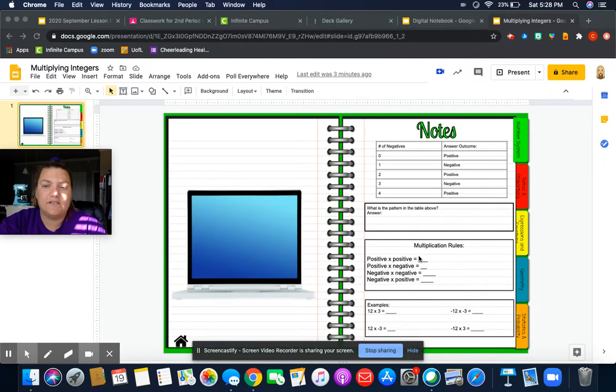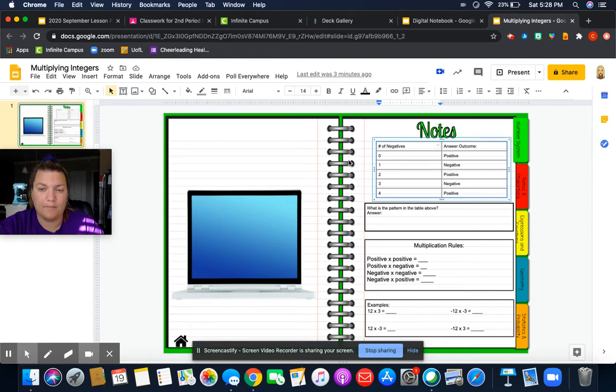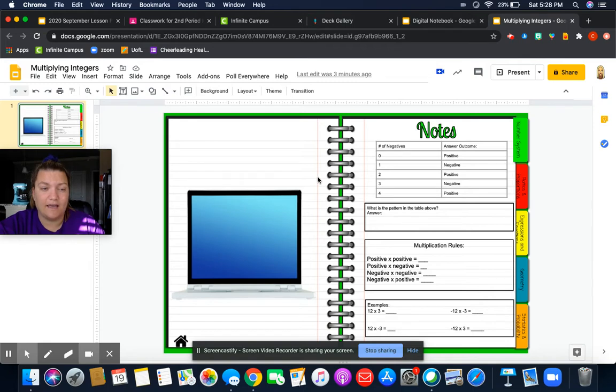So what I want you guys to notice is this table up here at the top. This table has the number of negatives and answer outcome. That means in an equation or a sequence of numbers, if I have 0 negative numbers, my answer is always going to be positive. If I have 1 negative number, my answer is going to be negative. 2 negatives, positive. 3 negatives, negative. 4 negatives, the answer is going to be positive.